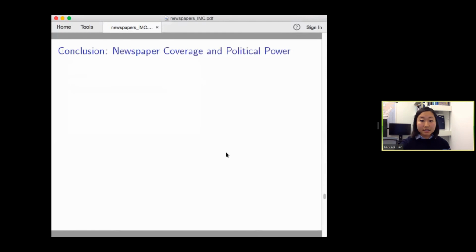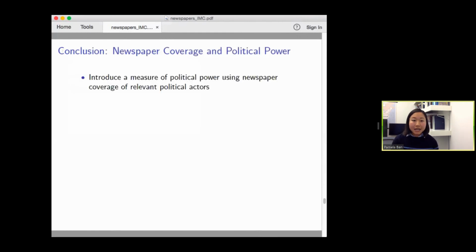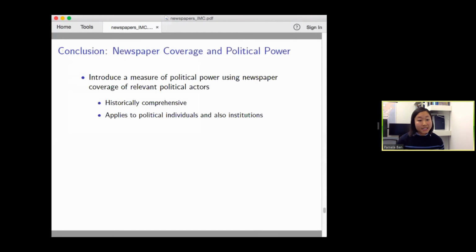So just to wrap up very quickly before questions, what we do with this project is we're introducing a measure of political power using newspaper coverage of relevant political actors. This is broadly applicable. It's historically comprehensive. We've done this for our purposes for 1877 to 1977. And you can apply this to political individuals and also institutions such as party organizations.